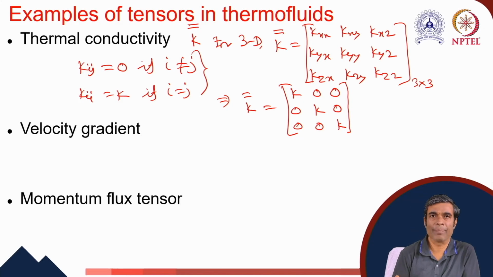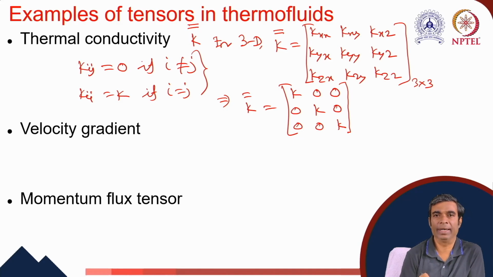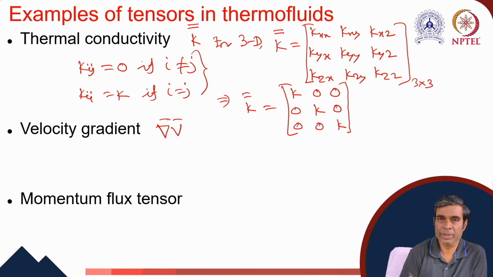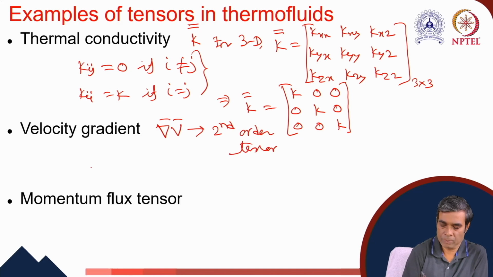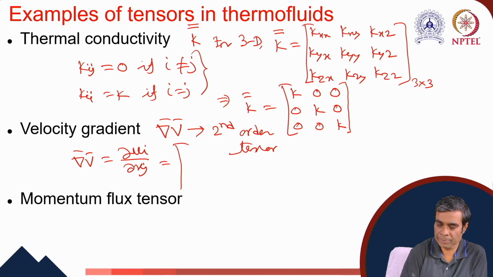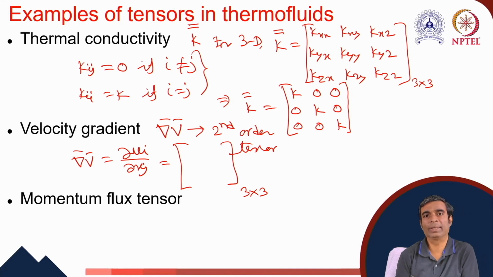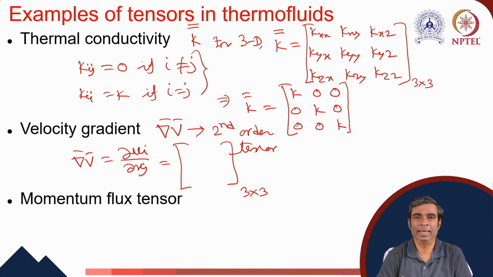Next, we give the example of velocity gradient. So velocity gradient tensor we have already defined. It is gradient of V bar, which is a second order tensor. So velocity gradient tensor is del u by del xj, and already we have expanded it in the matrix form, that it has 9 components in 3D. And momentum flux tensor, this is also a second order tensor. This appears in the left hand side of the momentum equations or the Navier-Stokes equations.